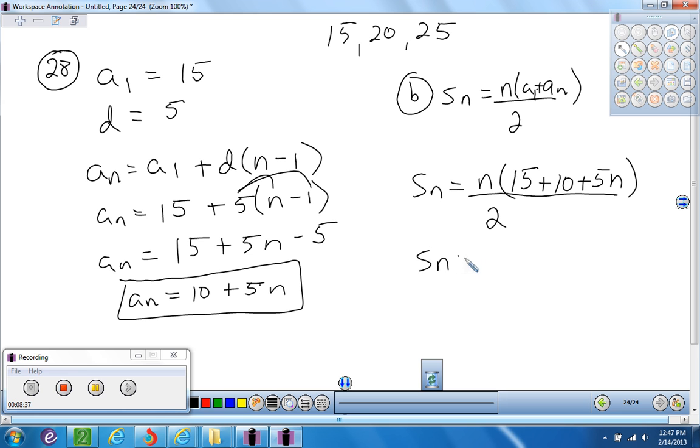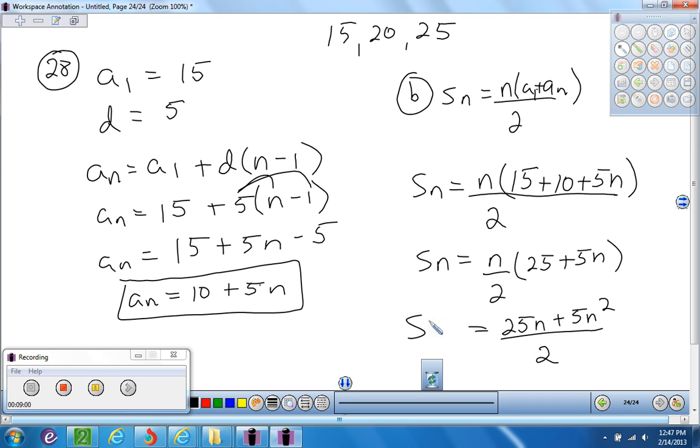Now what we're going to do is simplify this. Let's go ahead and combine like terms inside the parentheses. So it's going to be 25 plus 5n, because we're just adding the 15 and the 10. Then we're going to distribute the n through so that we end up with (25n plus 5n squared) over 2. So if we want to know how many total he's made for the whole time, we can put it in here. If we want to know how many he's making that month, we'd put it in this one.